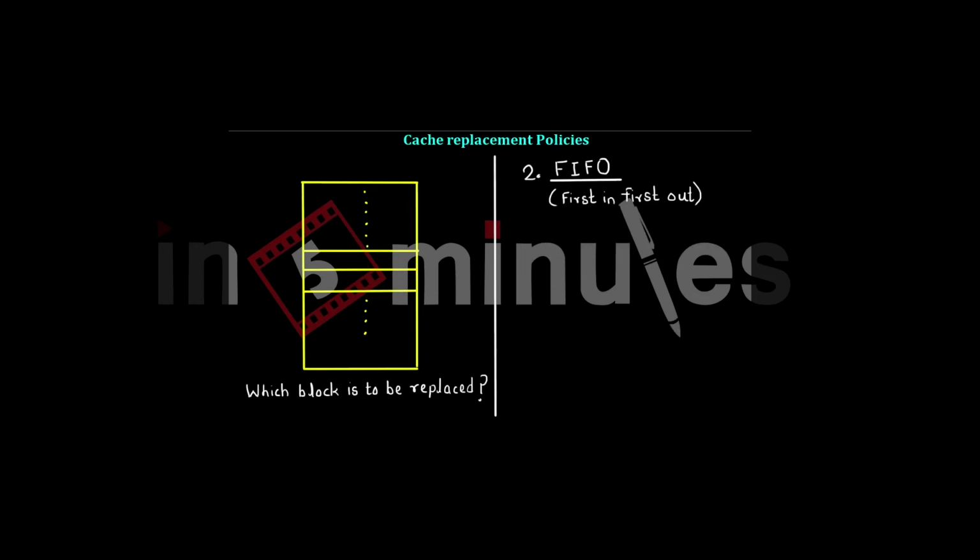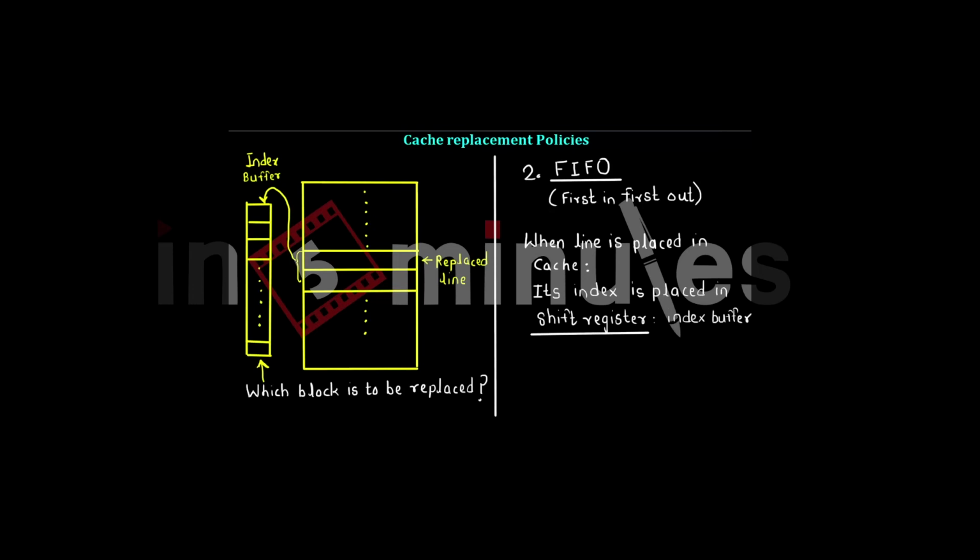The next policy we are going to see is the first in first out algorithm. That is, whichever memory block is placed first in the cache memory is the first to be replaced. Again, it's very simple to understand. The implementation is done in this manner. There is a separate index buffer present in the cache memory, and whenever a line is placed in the cache memory, its index is placed in the shift register, which is the index buffer as shown in the figure.